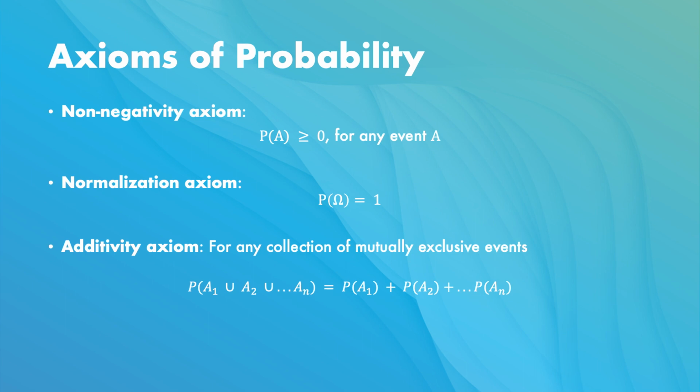Perhaps the most intriguing axiom is the additivity axiom. It says that if you have mutually exclusive events, events that do not share elements between them, the probability of the union of such events equals the sum of the probabilities of each individual event.